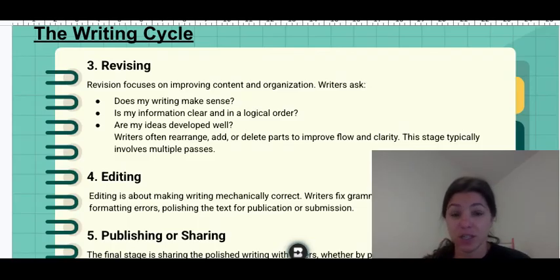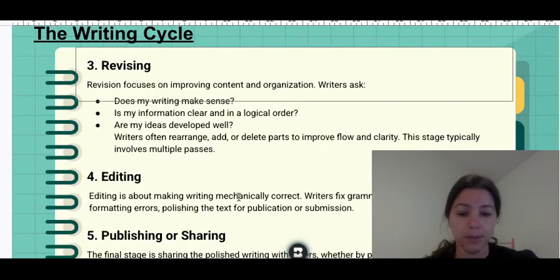Is your information clear? Is it in a logical order? Does it make sense? Can my reader follow along? Are my ideas developed well? Do I have to add more details? And so when we're thinking about revising, we're really thinking about rearranging, adding, or deleting parts to improve the flow and the clarity. And then editing is really about those mechanical components.